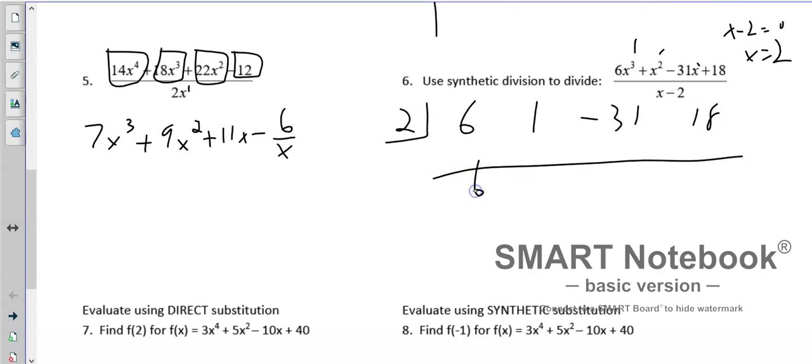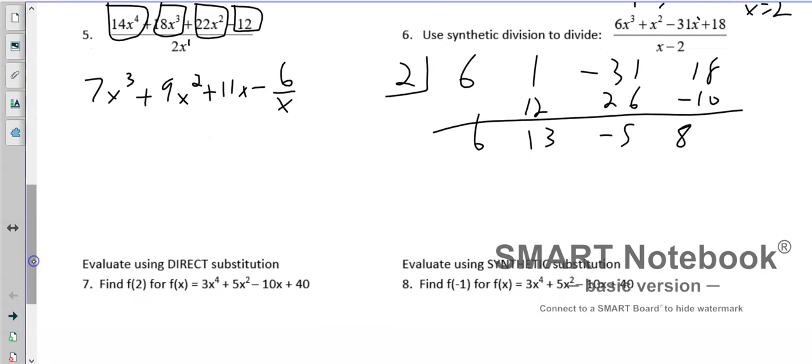We drop the 6. Multiply by 2. Don't write 2. Multiply by 2 times 6 is 12. Add straight down. Multiply by 2. Add straight down. Multiply by 2. Add straight down.